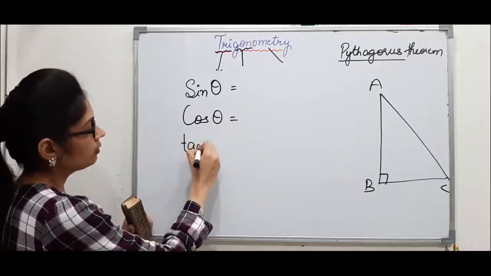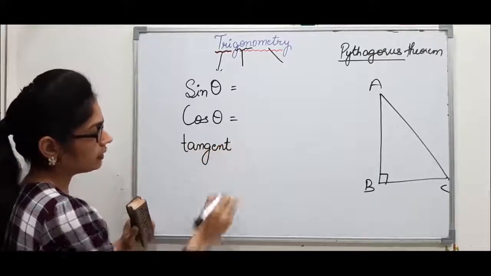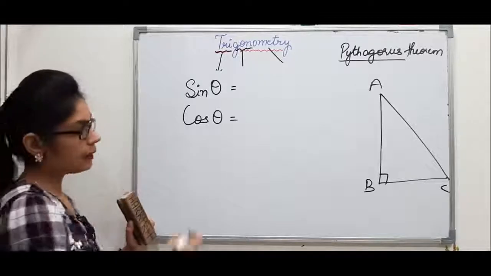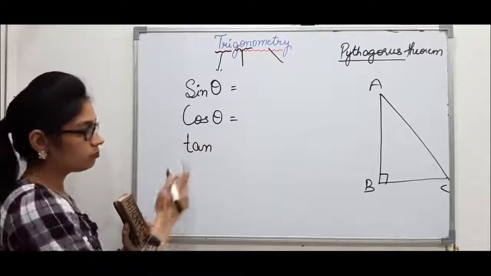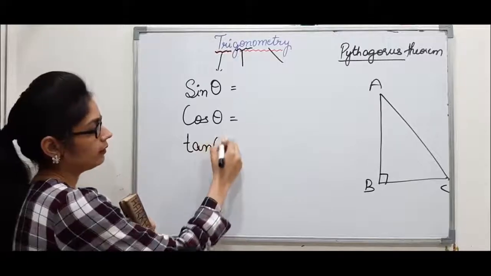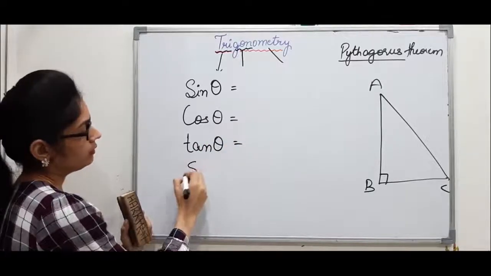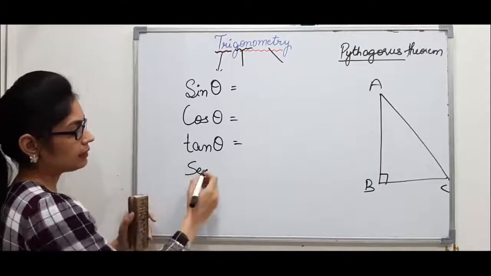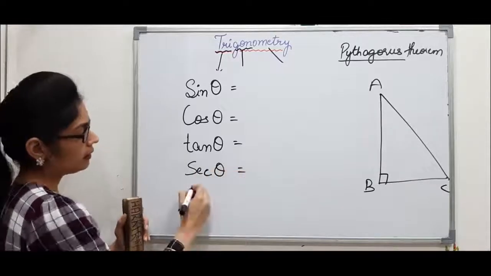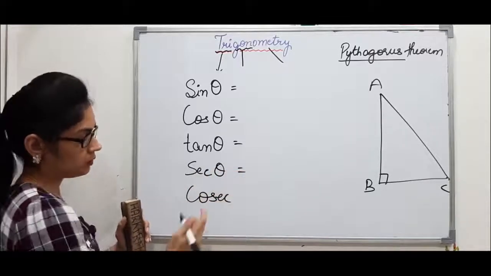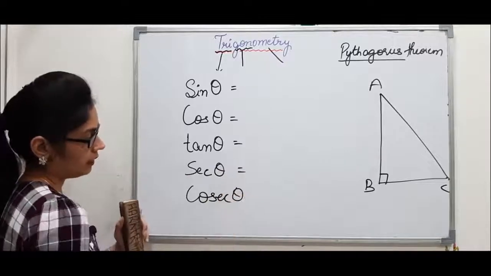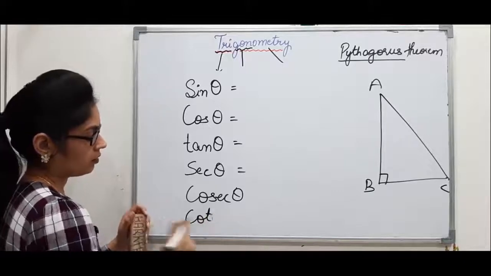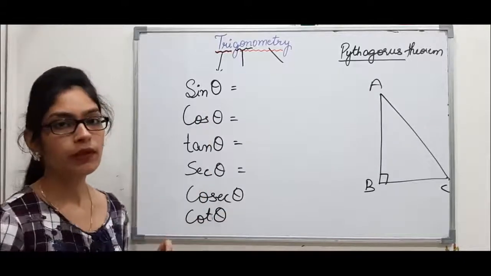Then tangent theta. Most of the time, because I am telling you the full names, in the book we use short forms, like tan theta. This is tangent. Then secant, also written as sec theta, secant theta. Then cosecant, written as cosec. And then cotangent theta, written as cot.